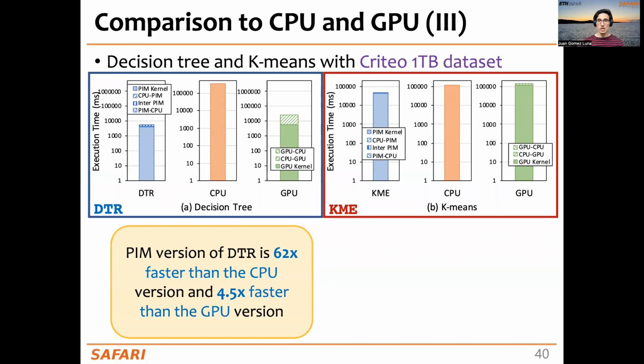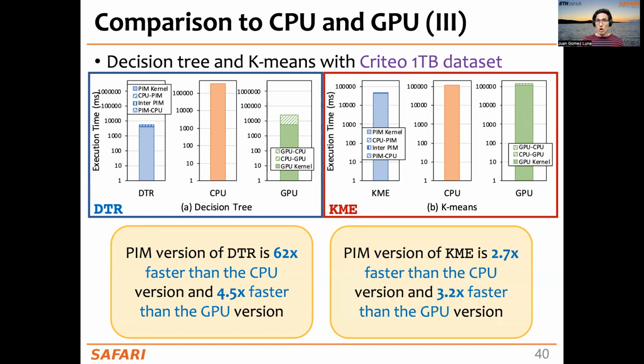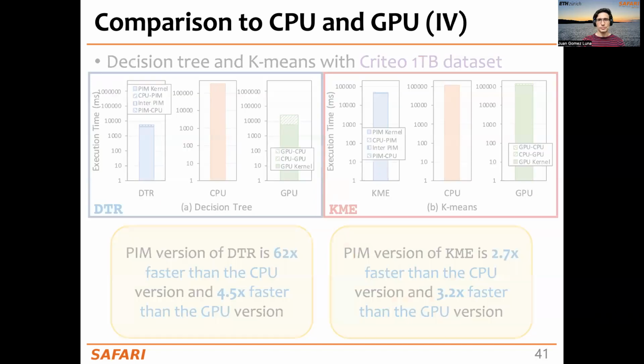And that's basically because now the data set is larger, and for decision tree, the best performing number of PIM cores is also higher. In the previous data set, it was 1024 PIM cores. Here it is all PIM cores, more than 2,500 PIM cores in the system. And that's why the speedups increase for decision tree. Not for k-means. The speedups are very similar to the ones shown in the previous slide, but this is because for that data set, the PIM version of k-means was already using the maximum number of PIM cores.